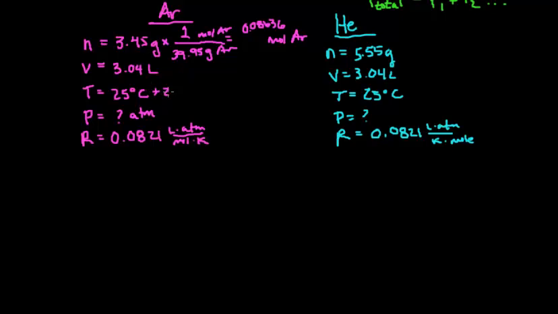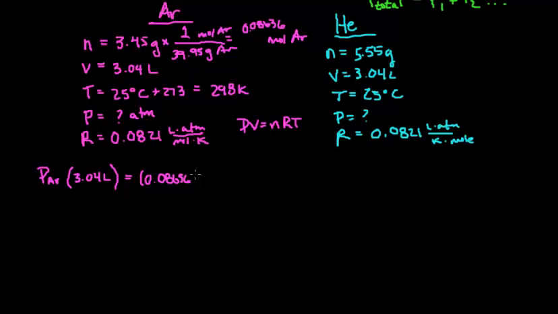I need this to be in Kelvin, so add 273 is equal to 298 Kelvin. So now I'm ready to plug this information into PV equals nRT. So pressure is what I'm trying to find. So pressure is obviously just P. And I'm going to put down here that the pressure of argon, P Ar, times the volume is 3.04 liters, is equal to n. I just found n, which is 0.08636 moles. This is getting a little messy there.